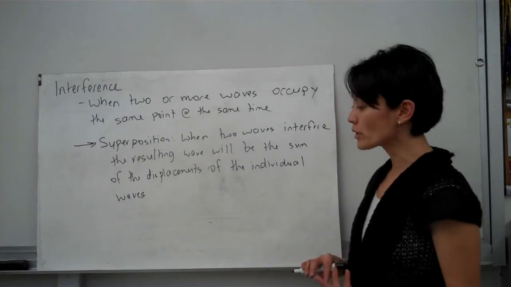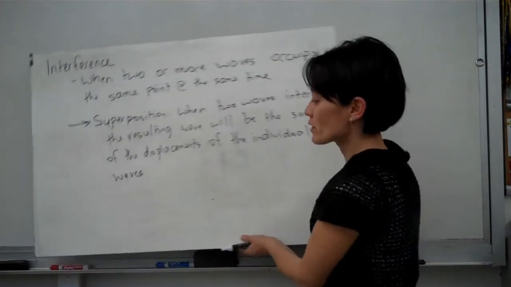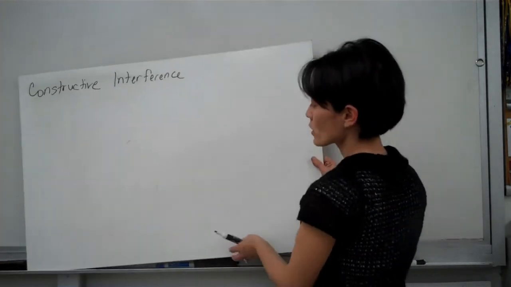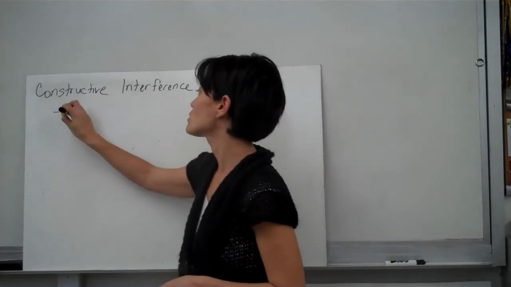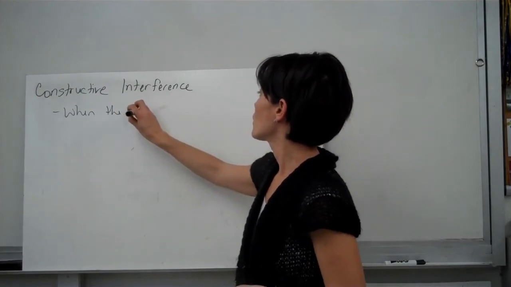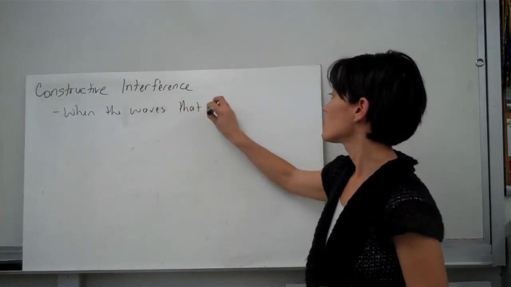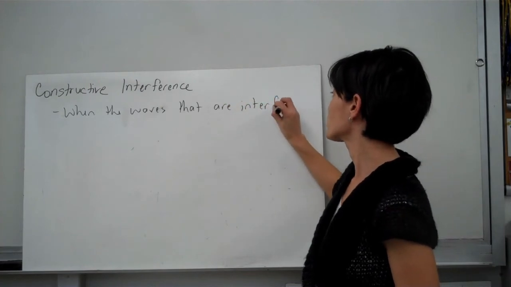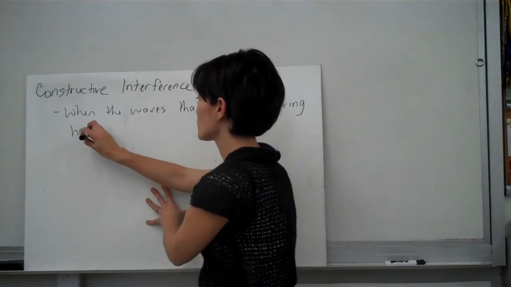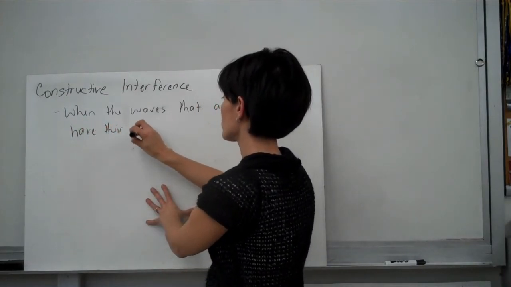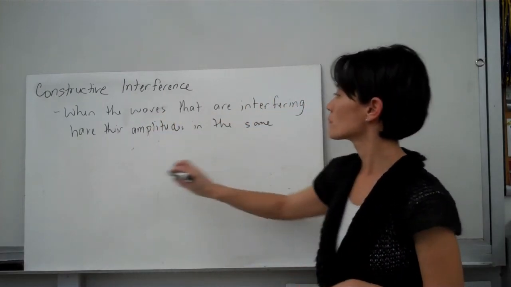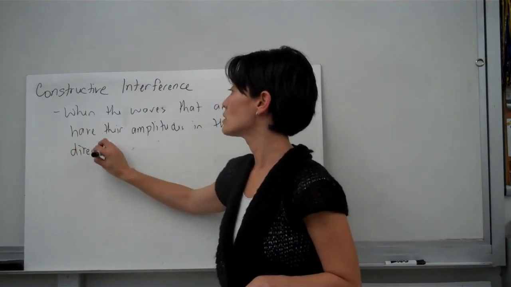Okay? So with interference, you can have two different categories of interference. One is constructive interference. Constructive interference is defined as when the waves that are interfering have their amplitudes in the same direction. Then the resultant amplitude combines to be larger.